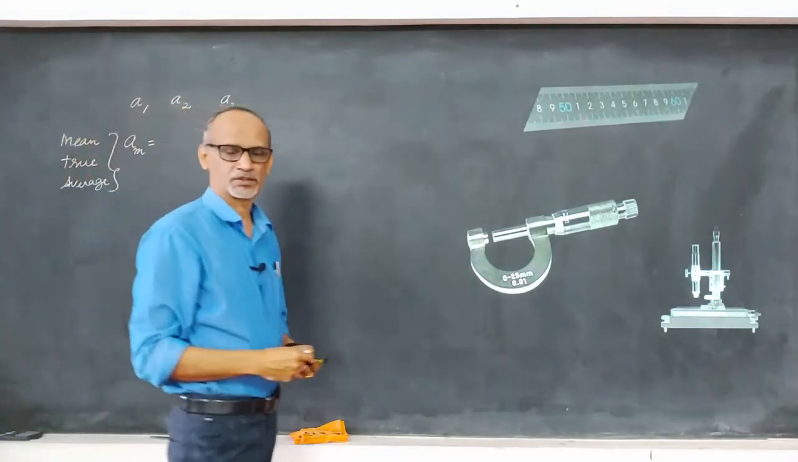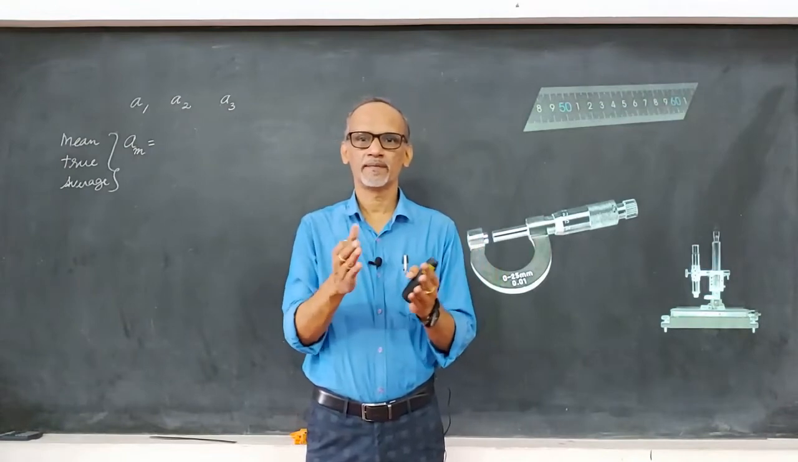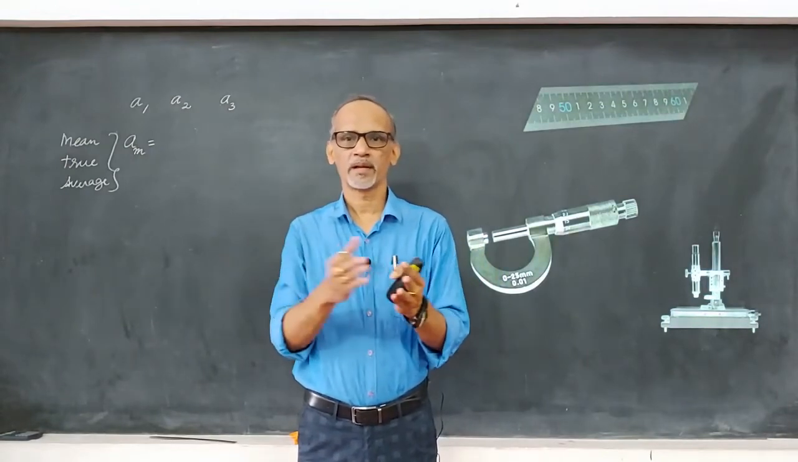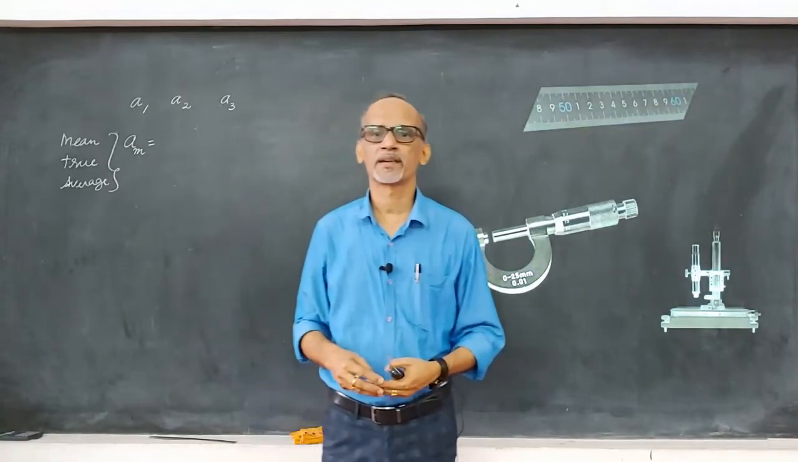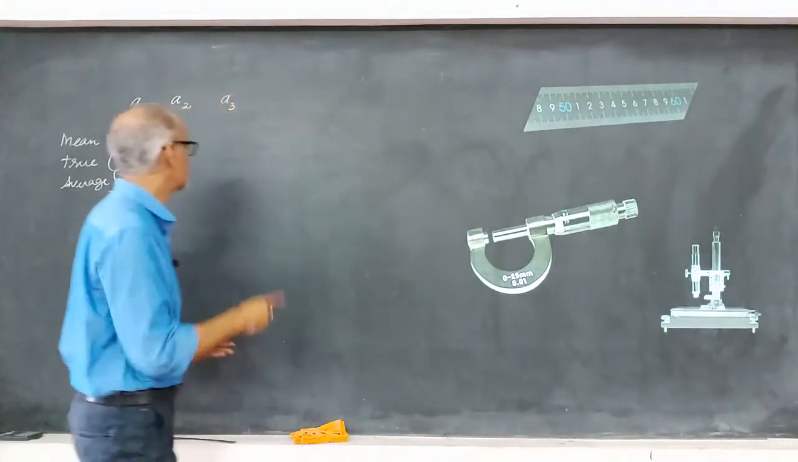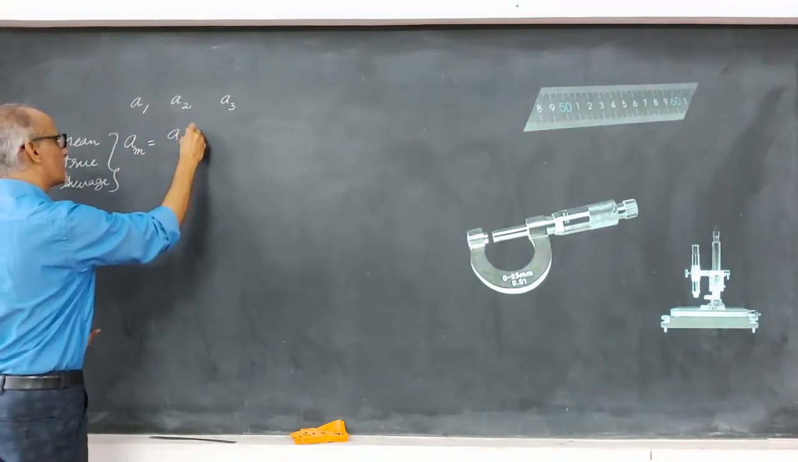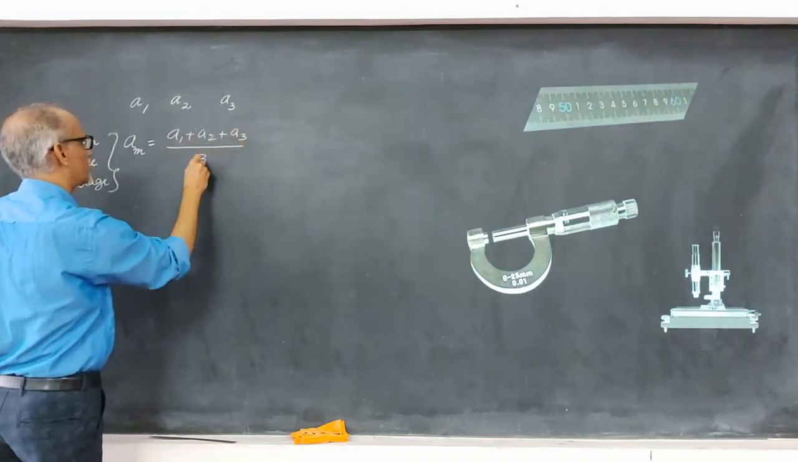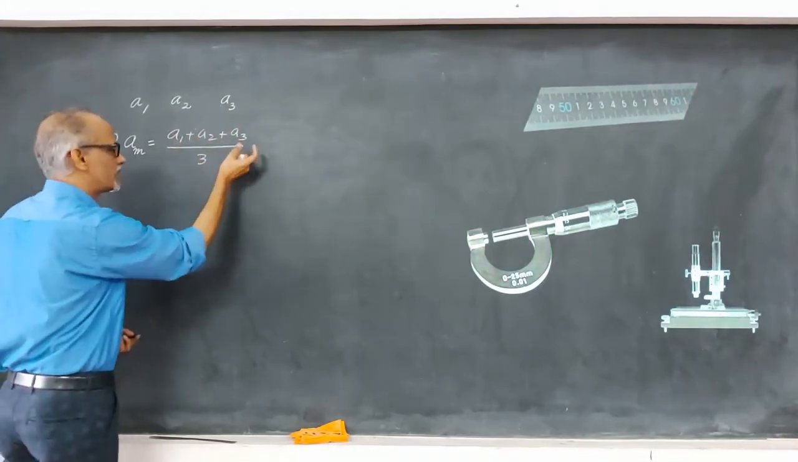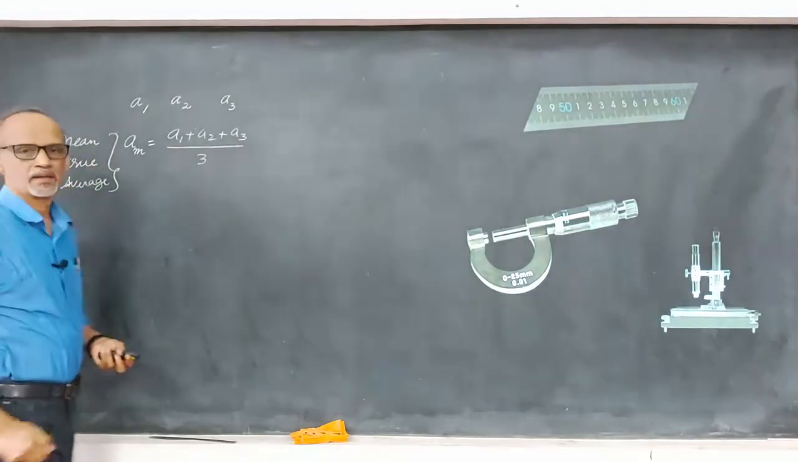How to find the average? Add all the values, that can be 3 trials, 4 trials, and divide by the number of trials. So, here in this case, since I have measured 3 readings, it is A1 plus A2 plus A3 divided by 3, and I'm going to get a value, and that value is called the mean value, average value, or the true value.